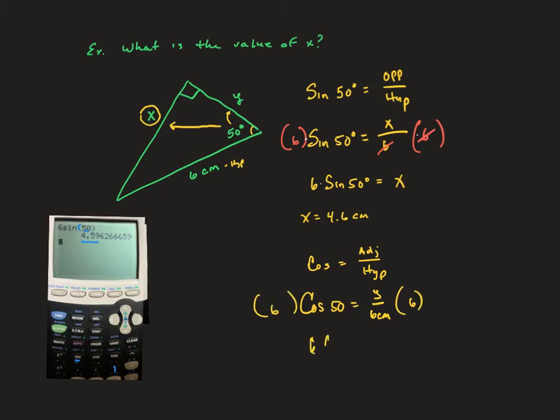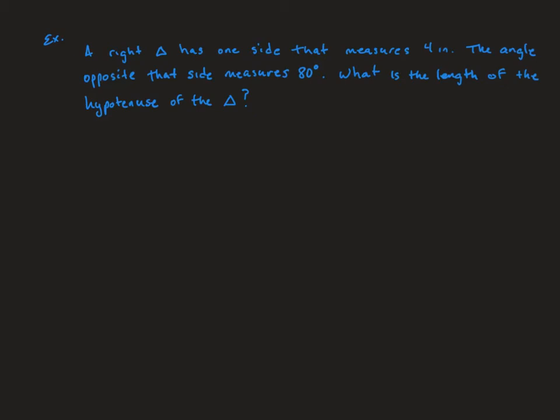So I have 6 cosine of 50, and that is going to be equal to 3.85, or we'll just say 3.9. So y is equal to 3.9. And there you have it. Depending on what they gave us depended on what ratio we wanted to use. And let's see here, moving on to our next example.